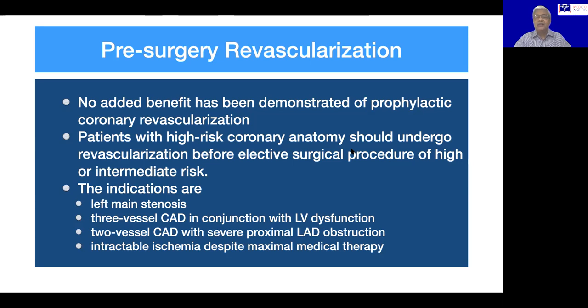What are the high-risk anatomies which we see? The indications for pre-surgery revascularization: a left main stenosis, or a 3-vessel coronary artery disease which is associated with LV dysfunction, a 2-vessel coronary artery disease with a proximal obstruction of the LAD, or in case the patient has got an intractable ischemia despite medical therapy.